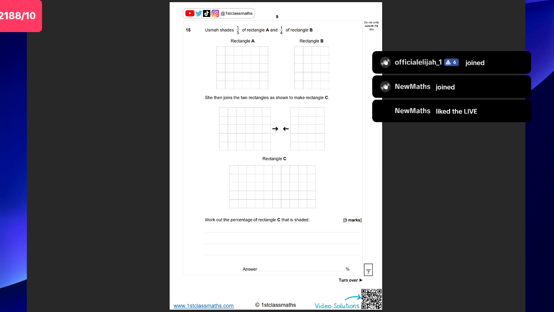Uzma shades 1/5 of rectangle A and 1/4 of rectangle B. She then joins the two rectangles to make rectangle C. Work out the percentage of rectangle C that is shaded.